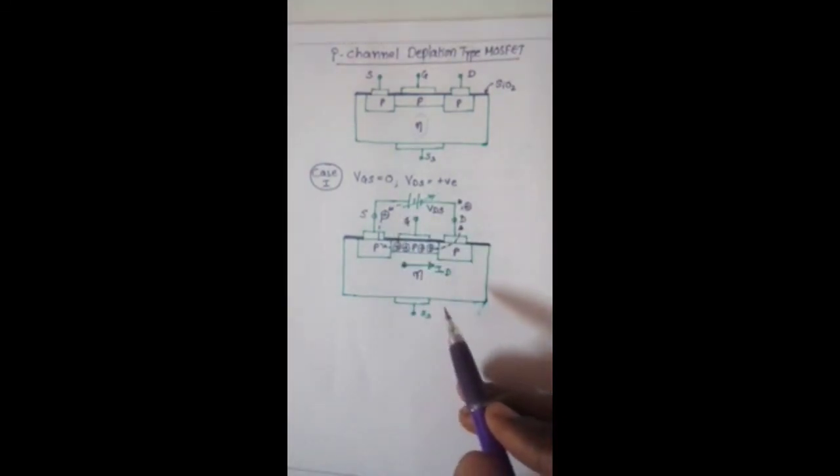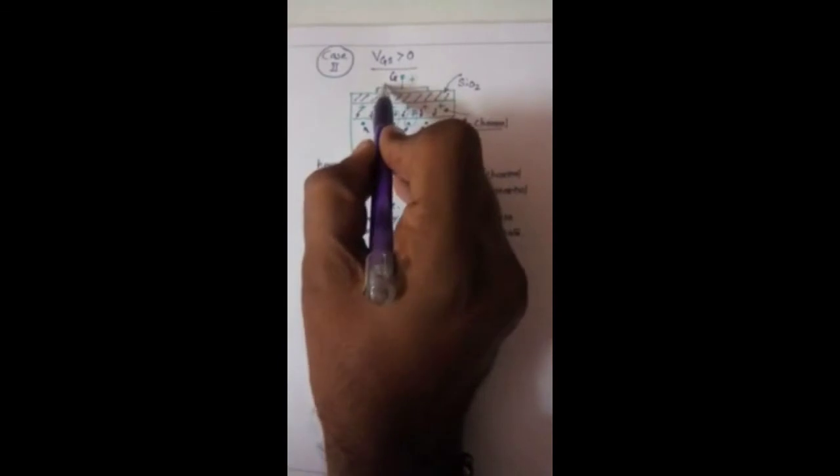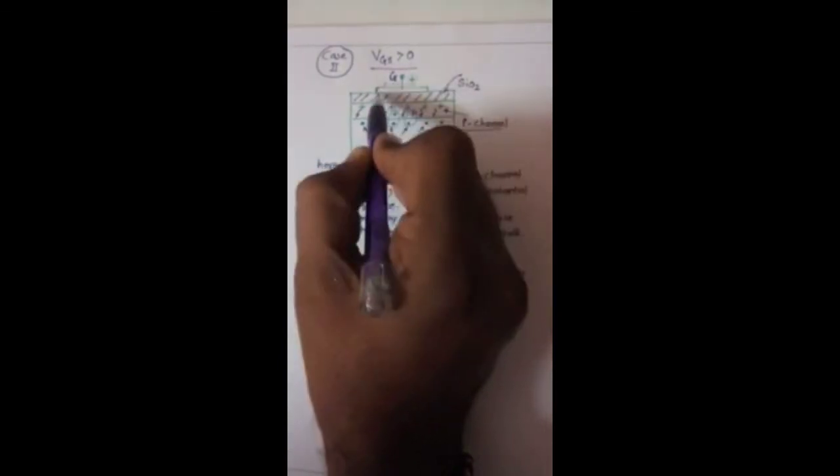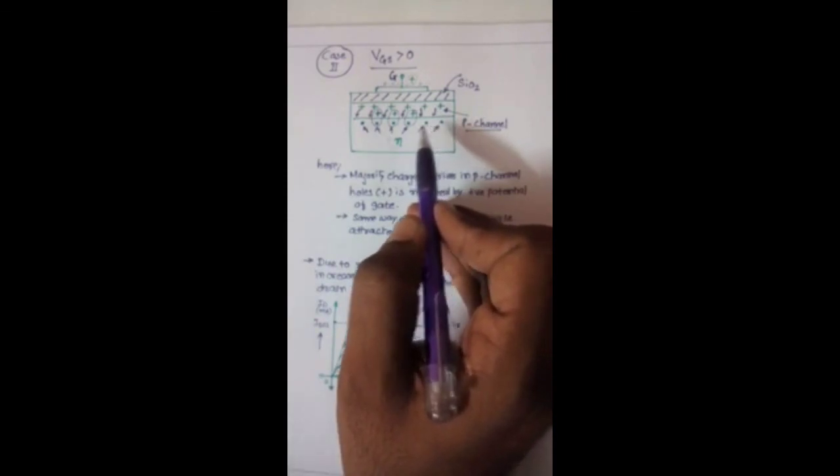So we are considering the case where VGS is equal to 0 at that time. Now considering the voltage VGS is positive, the positivity on the upper side is increased. In the p type channel the majority charge carrier is holes, and in the n substrate the majority charge carrier is electrons. So the same thing that happened in the n channel happens in the p channel.